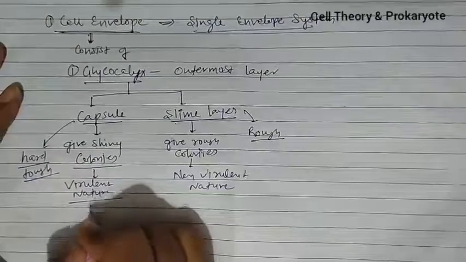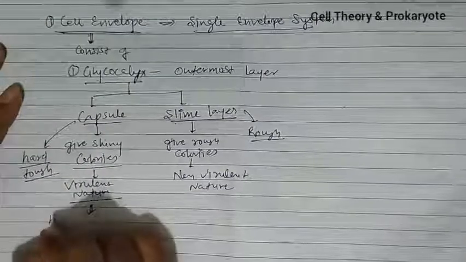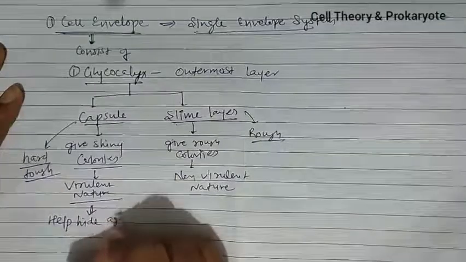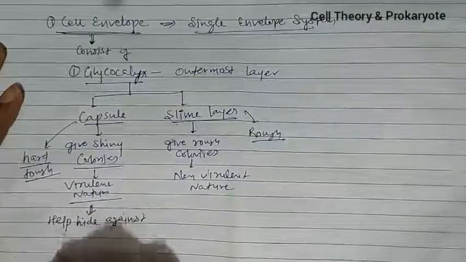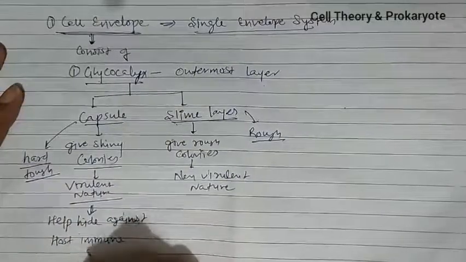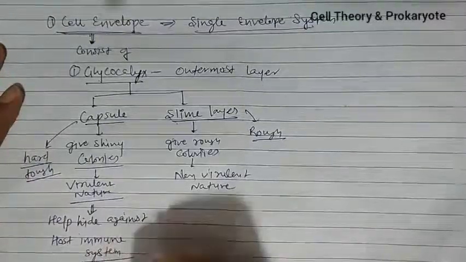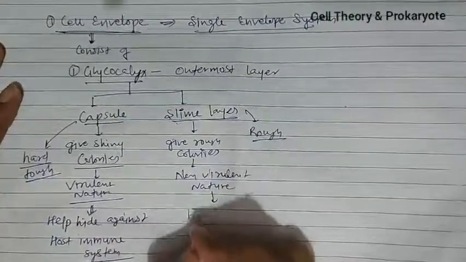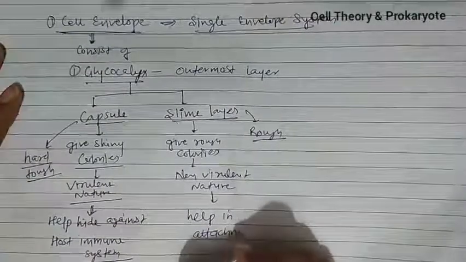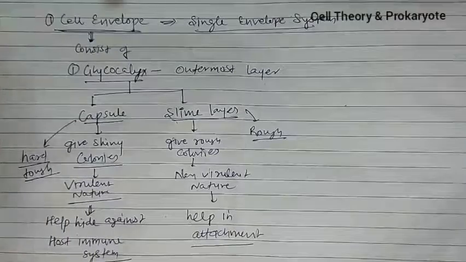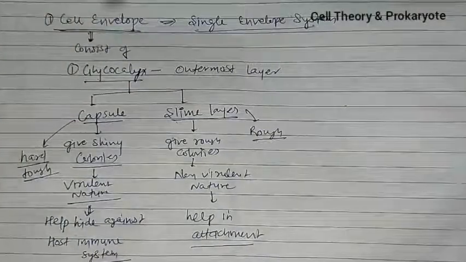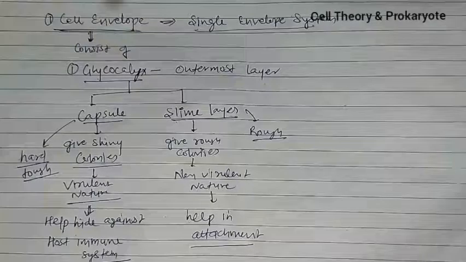Now this capsule helps bacteria to hide against host immune system. But this slime layer helps in attachment of bacteria to another bacteria. So this is about the glycocalyx.